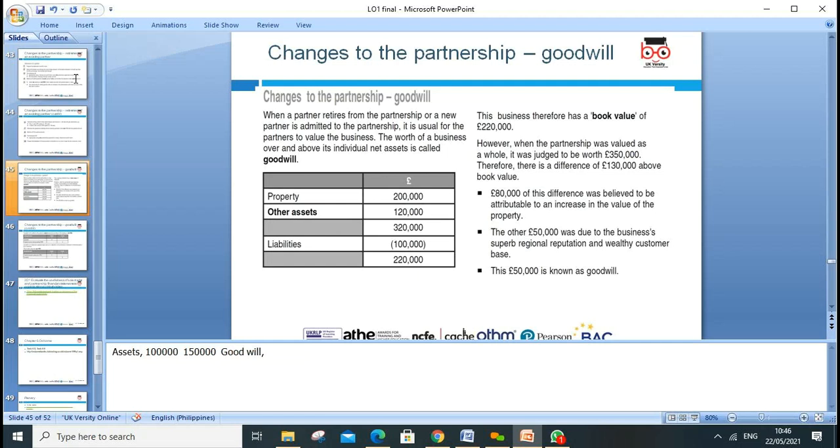But if you bought another company whose assets were 100,000, and you paid 130,000 to buy 100,000 of assets, why did you pay 30,000 extra? What you paid extra, you can put as an asset in your balance sheet as goodwill, because that's why you paid extra money to buy the other company.